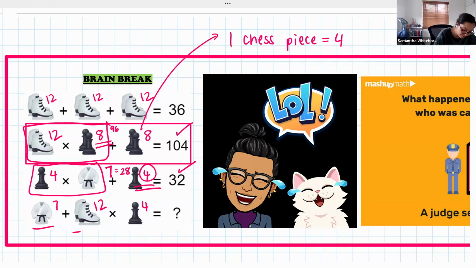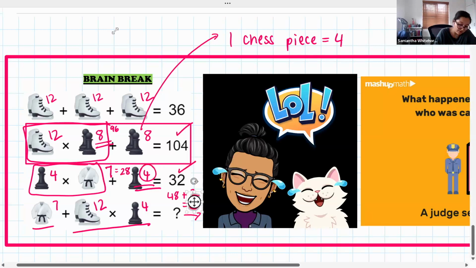I've got 7 plus 12 times 4. Again, BODMAS. 7 times 12 is 48. Plus 7 gives us 56. I did that very quickly in my mind. Does it give you 56? No, it doesn't. It gives you 54. Oh, no. Oh, my gosh. This has just gone from bad to worse. My 5 went weird. 55.